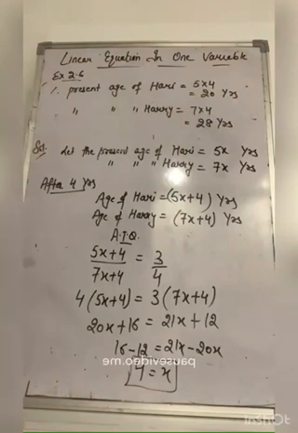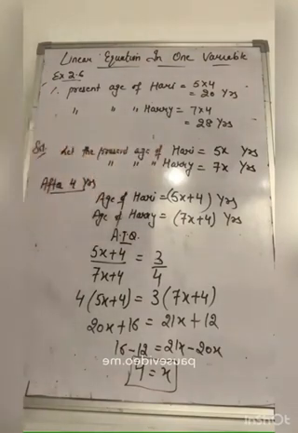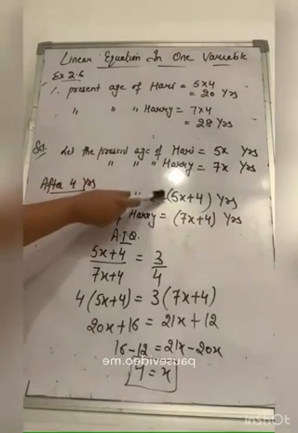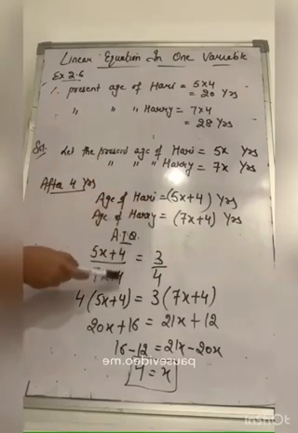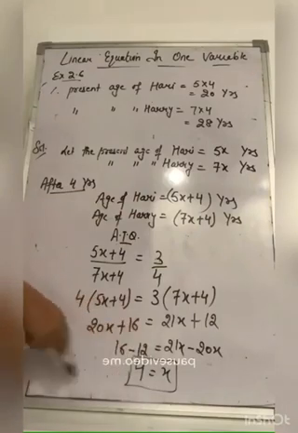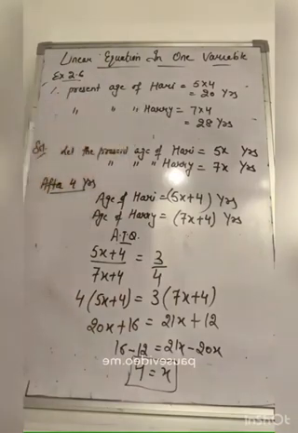First of all, you have to suppose their present ages. Then whatever years, after some years or some years ago, if it is given to you, then you have to suppose their ages according to that, and then you have to make the equation. And after finding the value, you have to find their present ages. Right? So this is question number 6.